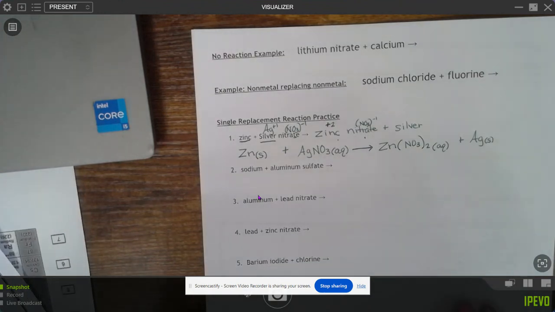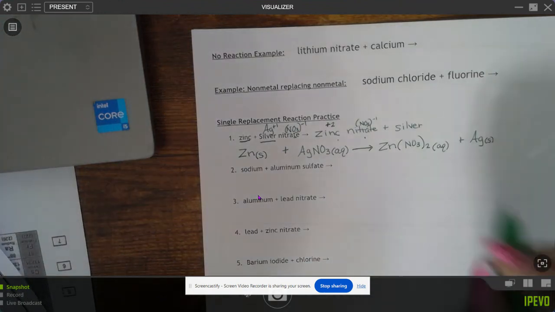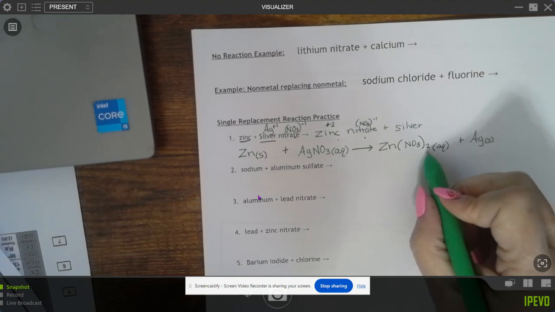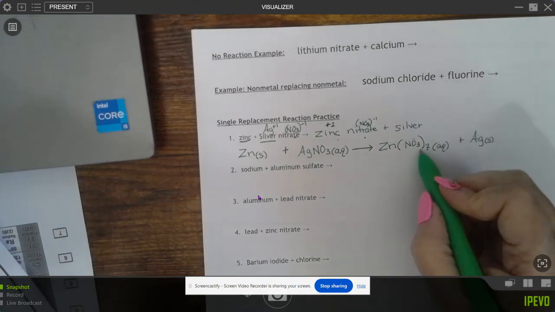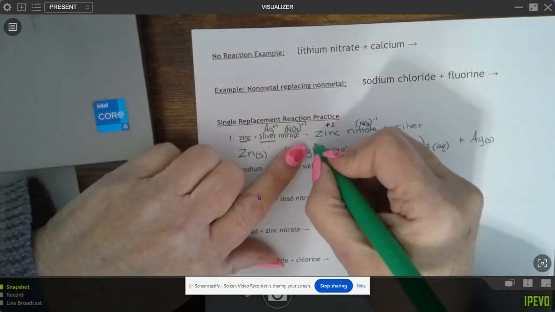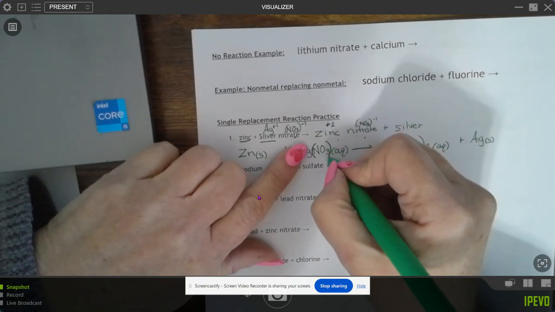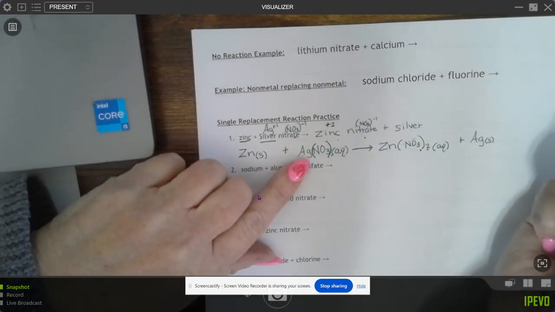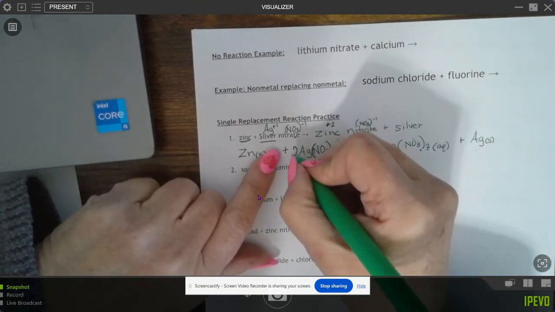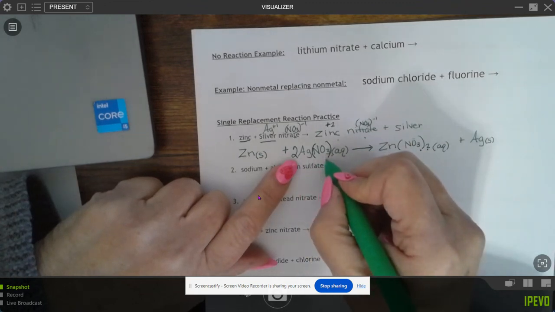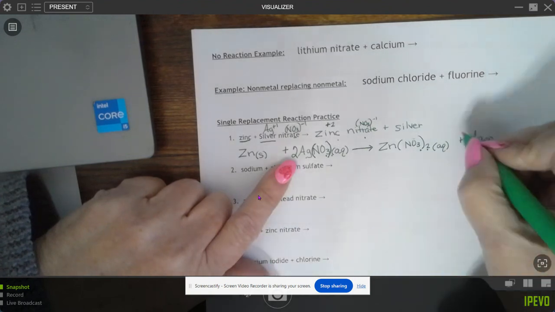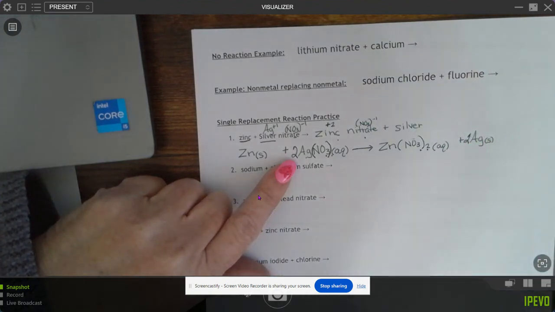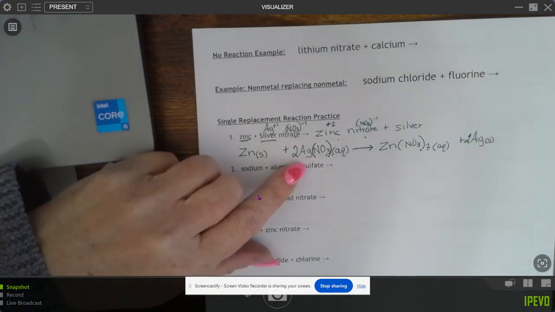Now, if you look at this reaction, you'll notice this subscript of 2 tells me I have 2 NO3s. Over here, and I'm going to put parentheses around my NO3, I only have 1. So if I put a 2 out front in front of silver nitrate, now I have 2 NO3s. I also have 2 silver. So I put a 2 there, and my equation is balanced.